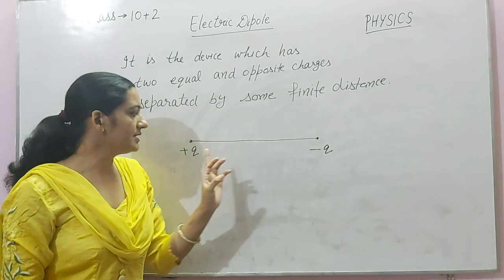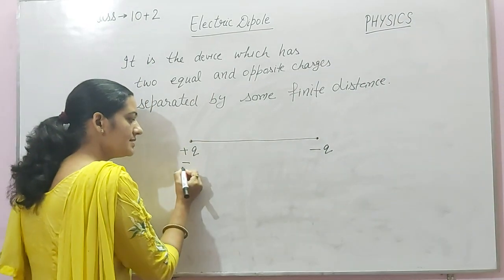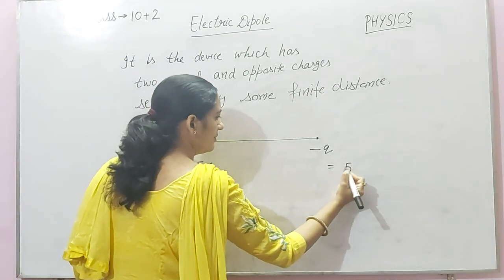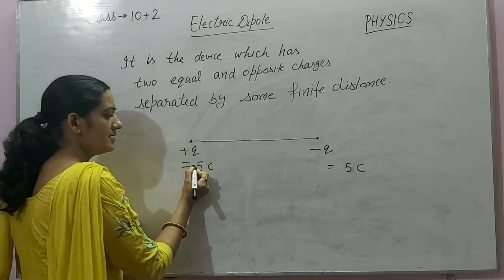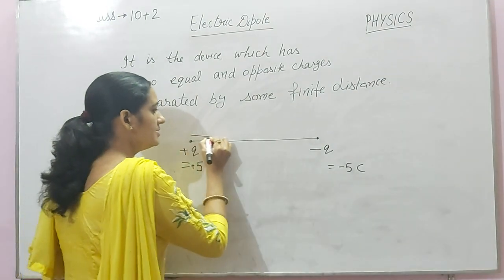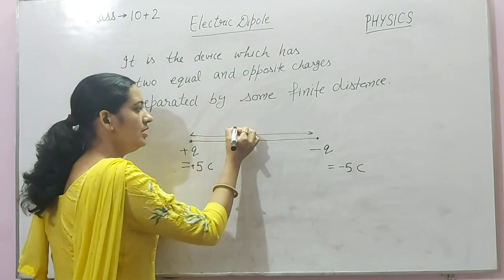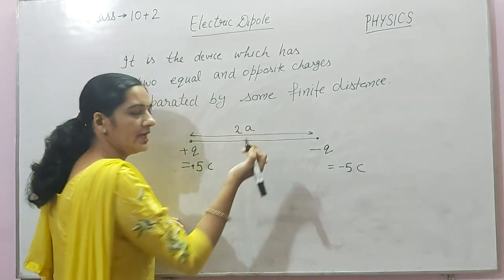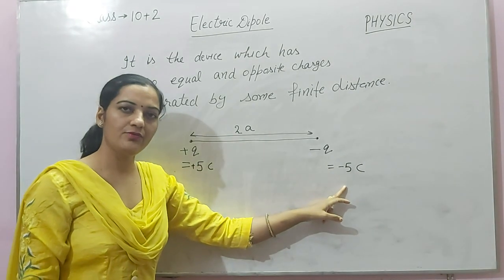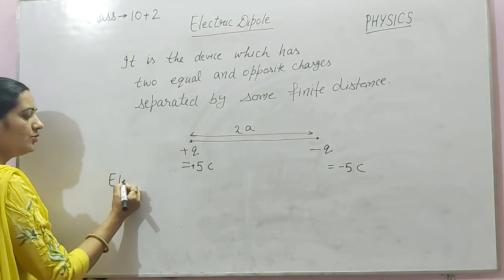It should be noticeable that these two charges must be equal. Okay, if plus q is 5 coulomb, then minus q is also 5 coulomb. Only difference is this one is plus and this one is minus. Now separation between these two charges, that is length of dipole, we will consider it as 2a. So 2a is length and charge is 5 coulomb.